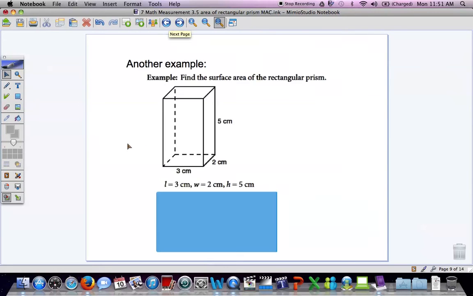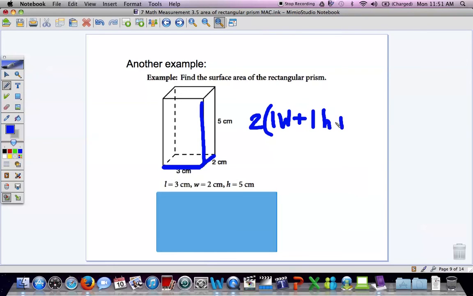Try this one. We have a length of 3, we have a width of 2, and we have a height of 5. Instead of drawing out the net this time, we're going to go a little bit differently. We're going to write down the formula, because that's what we're trying to do. So we got 2 times, well, this is L, and this is W. So we're going to say length times width. Then we're going to add an L times height. So length times height.